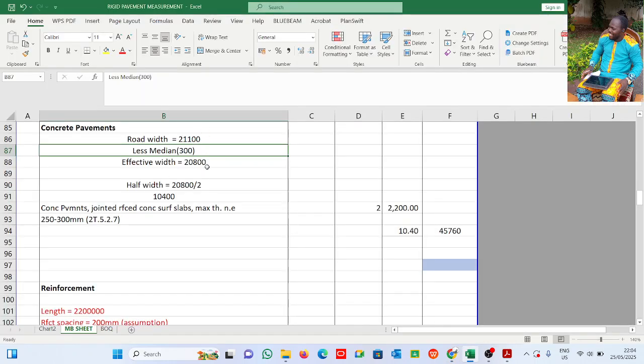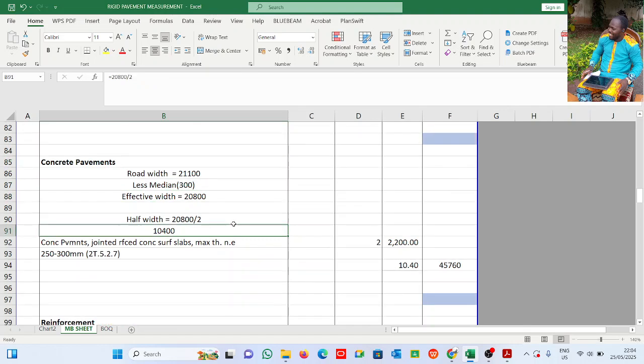Effective width, by the time we remove the median, is 2,800. If I divide by 2, it is 10,400. And of course, the entry is as follows, right? So you see, this is 2,200 and the width is 10.4, like we rightly measured.